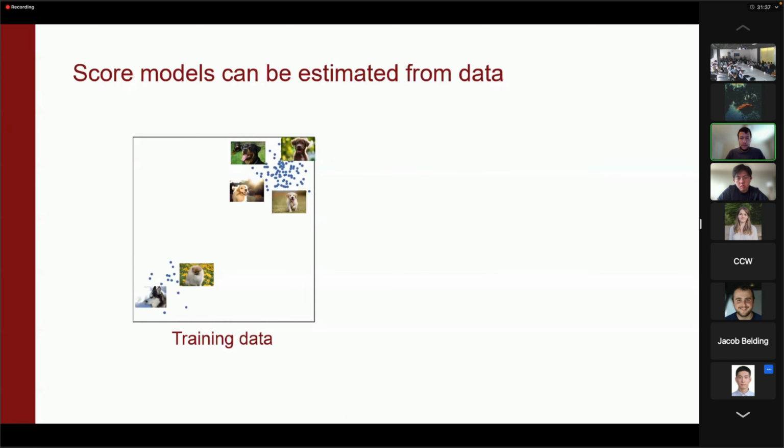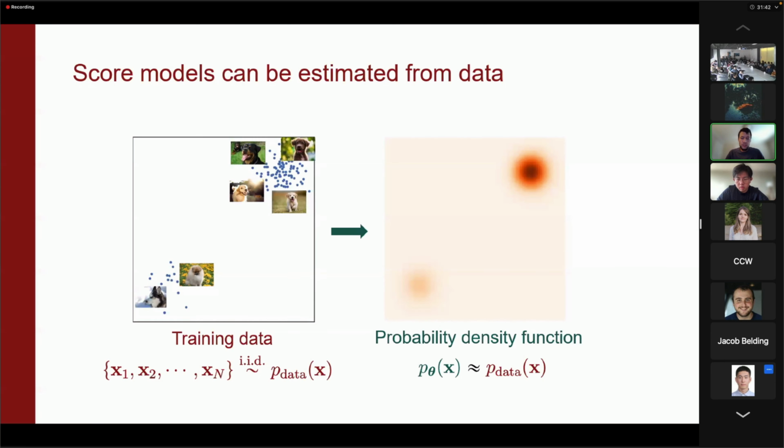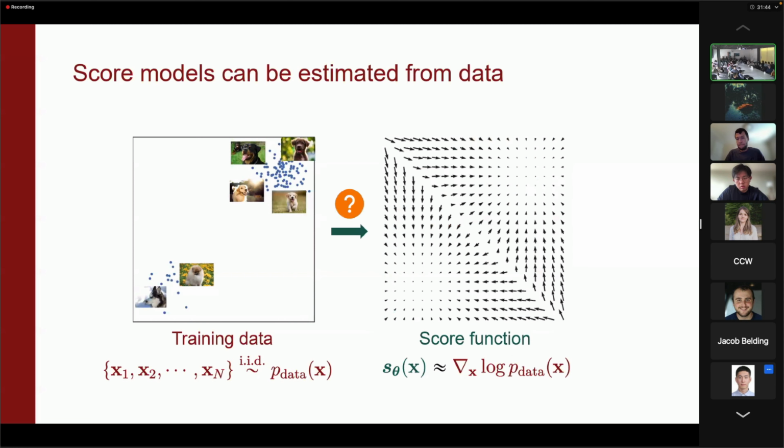Now, how do we estimate scores from data? How do you go from data points, a bunch of samples from a distribution, to... One second, we have a question from the room.